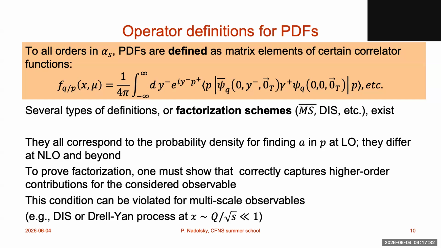And so the very challenging thing to show is that for any given process, you can actually write this factorization formula, because it is not a given. There will be processes where this naive factorization will fail. But for example, at least for the simplest processes like the Drell-Yan process with one factorization scale, the factorization in terms of these universal PDFs works quite well.